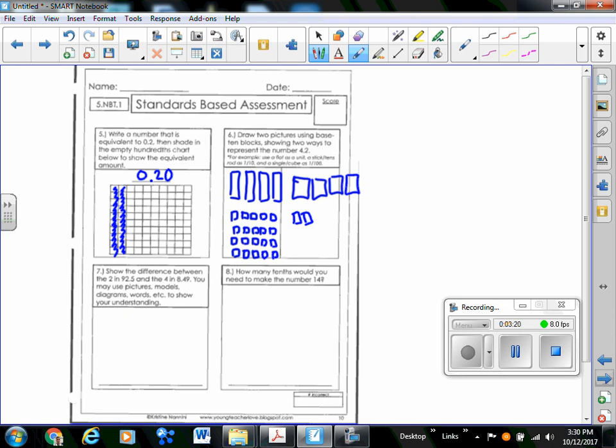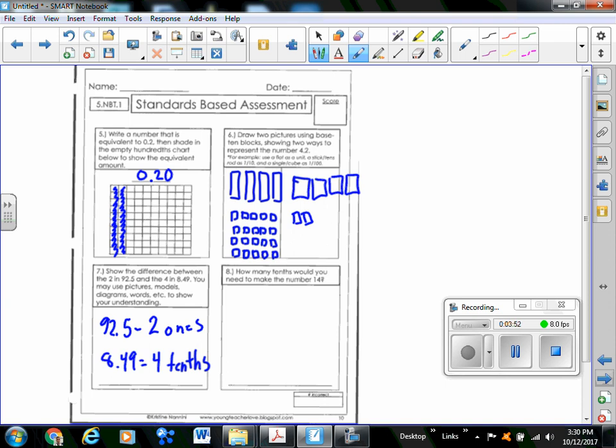Show the difference between the 2 in 92 and 5/10 and the 4 in 8 and 49 hundredths. You may use pictures, models. Okay, 92.5, the 2 is 2 ones, and 8.49, the 4 is 4/10. Those are definitely different.